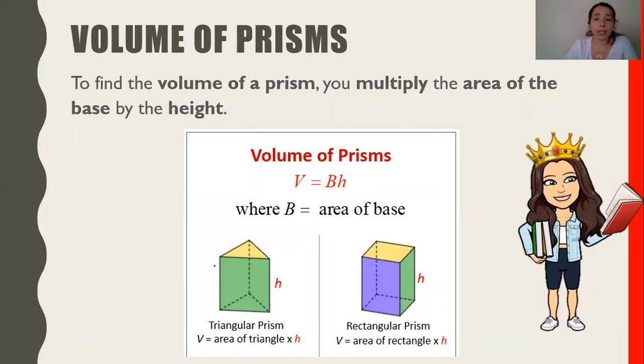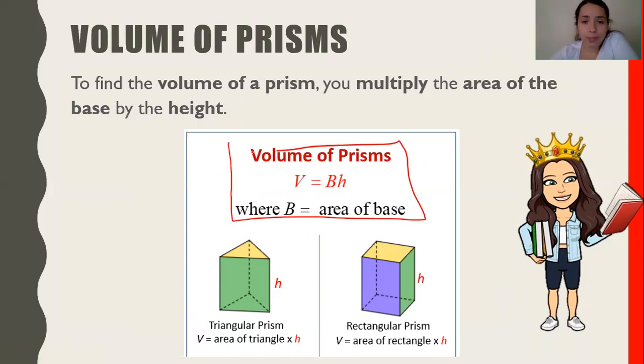So this is what I do want you to write down, but you don't have to write all of it. I'll circle what you do have to write. So the volume of prisms: in order to find the volume of a prism, you multiply the area of base by the height. I want you to write this where it says volume of prisms. V equals a capital B, because we usually do a lowercase b. That means base. But when we do a capital B, that means area of base.